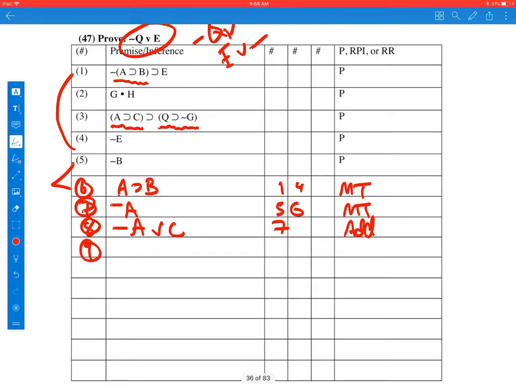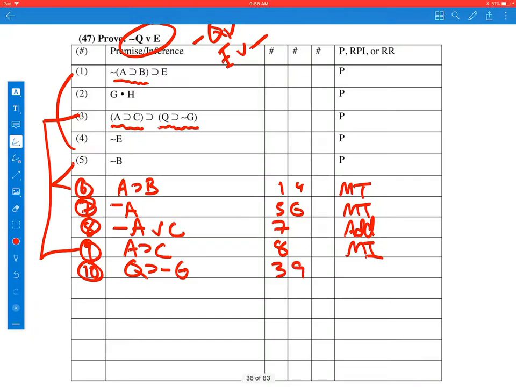Now why did I add an or C? Because I'm going to convert 8 into a conditional, A then C from 8 by material implication. And so now I have the antecedent to line 3. So if you look at 3 and 9, you get Q then G. And that's 3, 9, modus ponens.